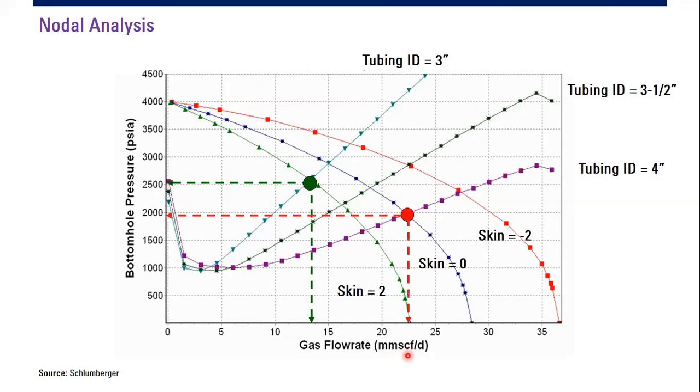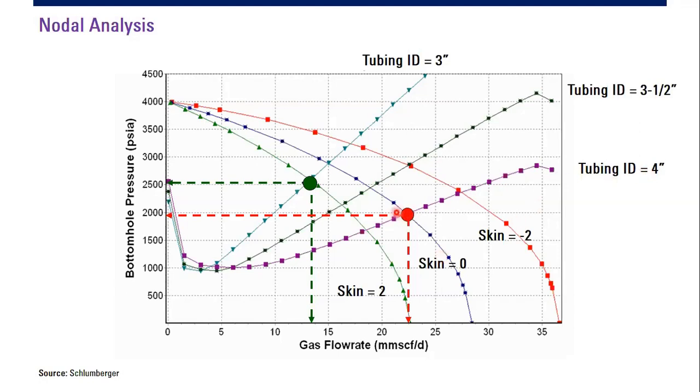But if we change the system, for example, now we do acidizing for the well, so the skin factor will reduce from 2 to 0. So now the IPR becomes bigger, and we change the tubing because now we have better reservoir performance. Now we want to adapt to that. We want to produce more. The reservoir becomes healthier, so I want to install bigger tubing to obtain a higher flow rate. That's why I now install tubing with an inside diameter of 4 inches.